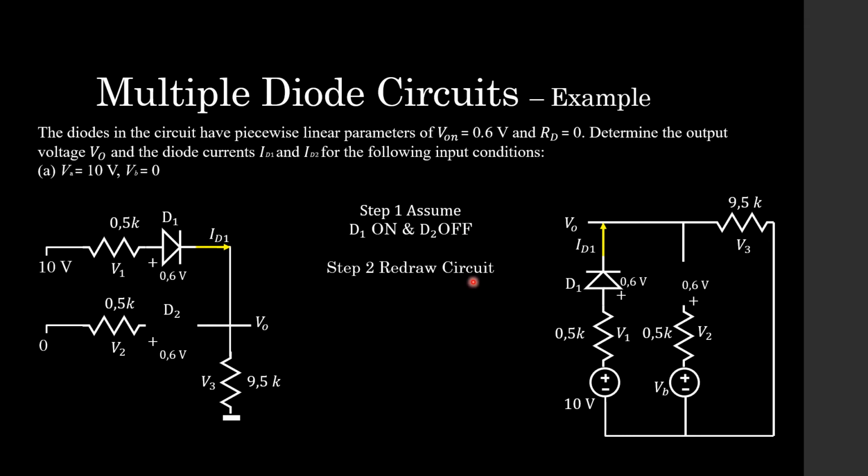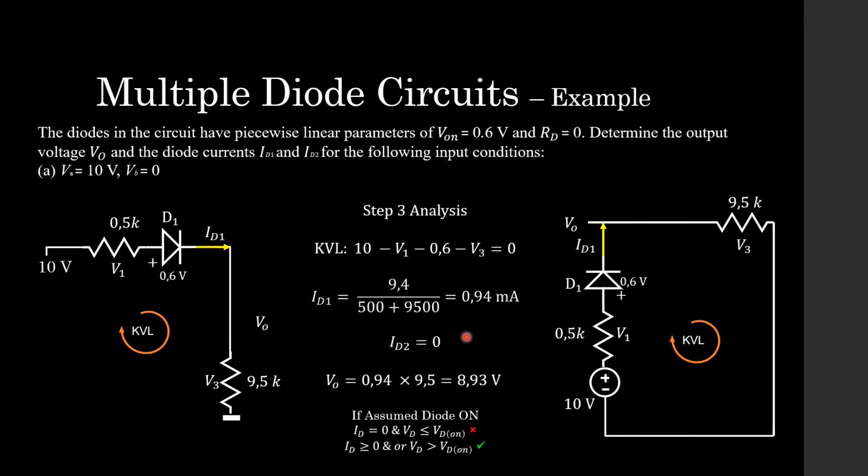Step 2 is we redraw the circuit, and I've already done that. As you can see, I've done it for both circuits. So if you prefer analyzing circuits looking like this or like this, you have them both. Diode 1, because it is on, we leave it in place and we have a current ID1 going through it. Diode 2, because it is off, we replace it with an open circuit.